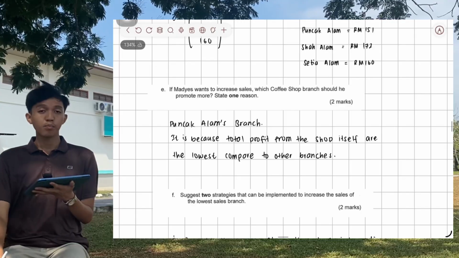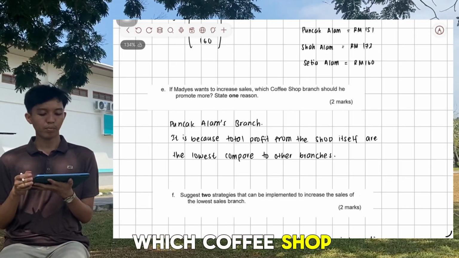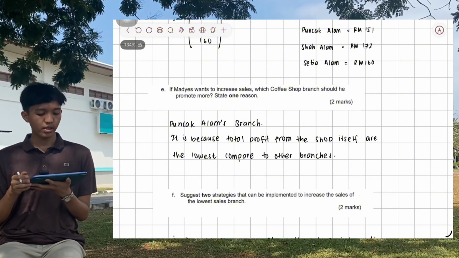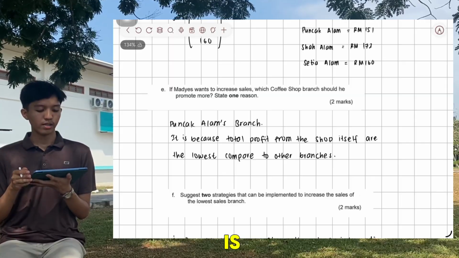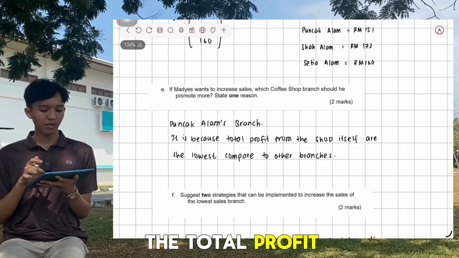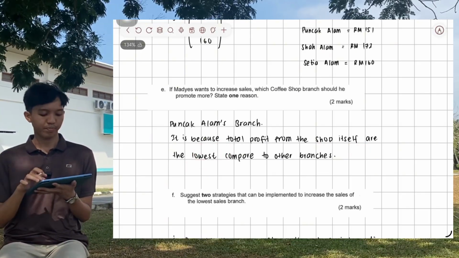Moving on to the next question: if Medai wants to increase sales, which coffee shop branch should be promoted more? State one reason. So in my opinion, Puncak Alam's branch should be promoted because the total profit from the shop itself is the lowest compared to the other branches.